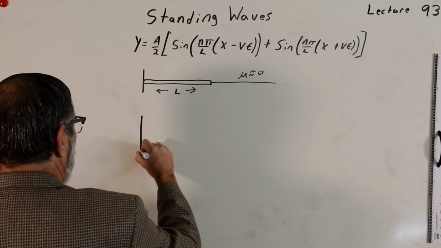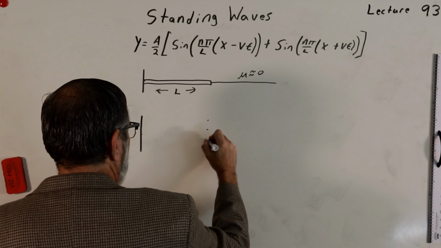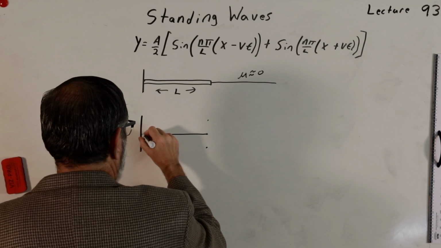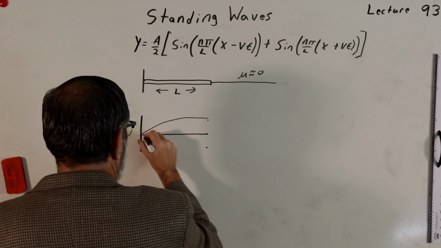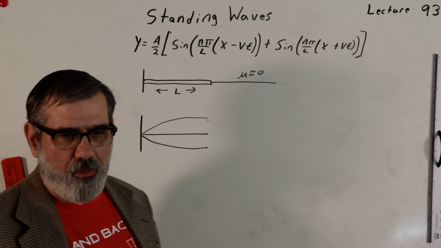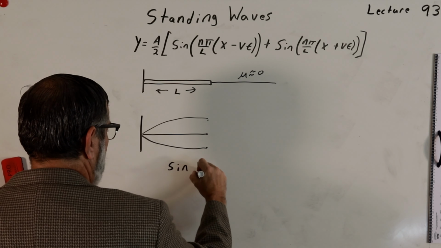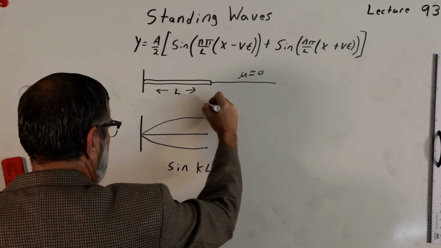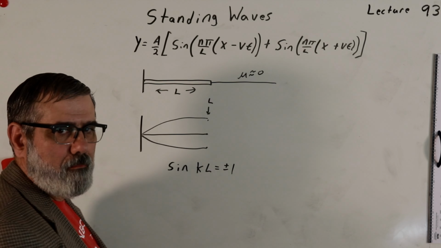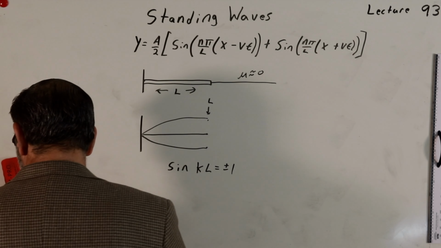What the wave will look like, if I were to draw it, is at this location L, it could be like this. Basically, now the condition is that we can have a maxima or a minima there. So we would get that the sine of k times L, where this, of course, is L, has to be equal to plus or minus 1 instead of 0. Plus 1 for a maxima, minus 1 for a minimum. And so when does that happen?